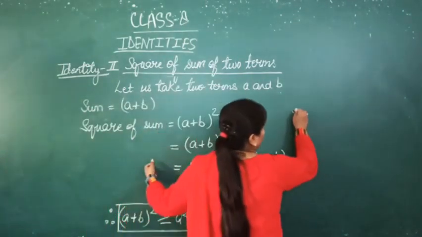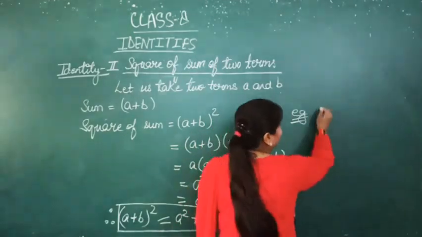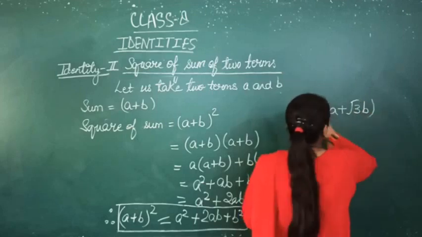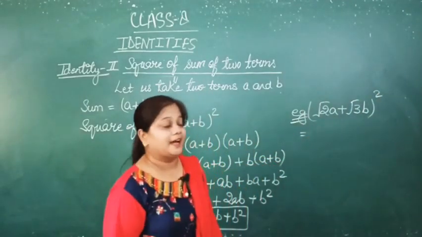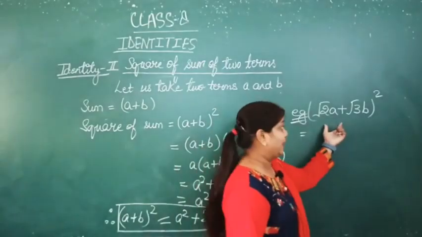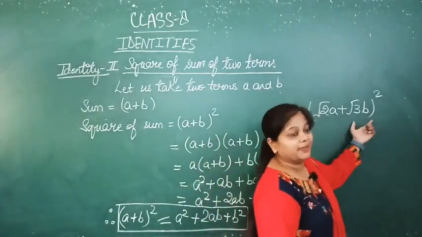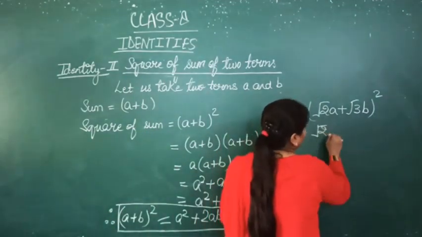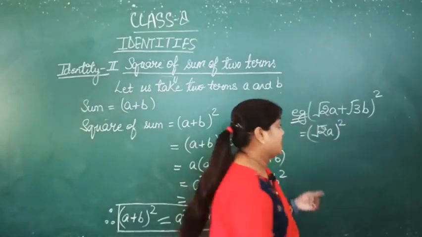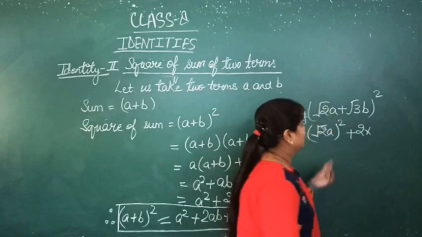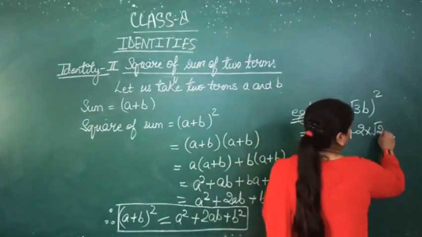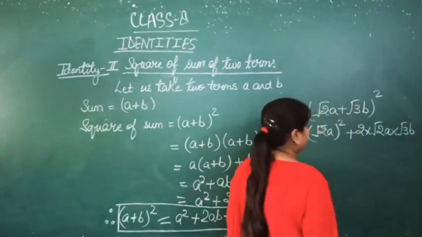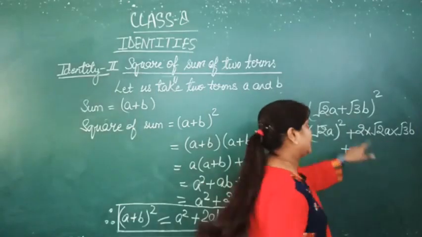Now, let's solve it using one example. We have to find the square of root 2a plus root 3b. Now here, in place of a we have root 2a and in place of b we have root 3b. So, using our second identity, a square means (root 2a) whole square plus 2 into a means root 2a into b means root 3b and plus b square means (root 3b) whole square.